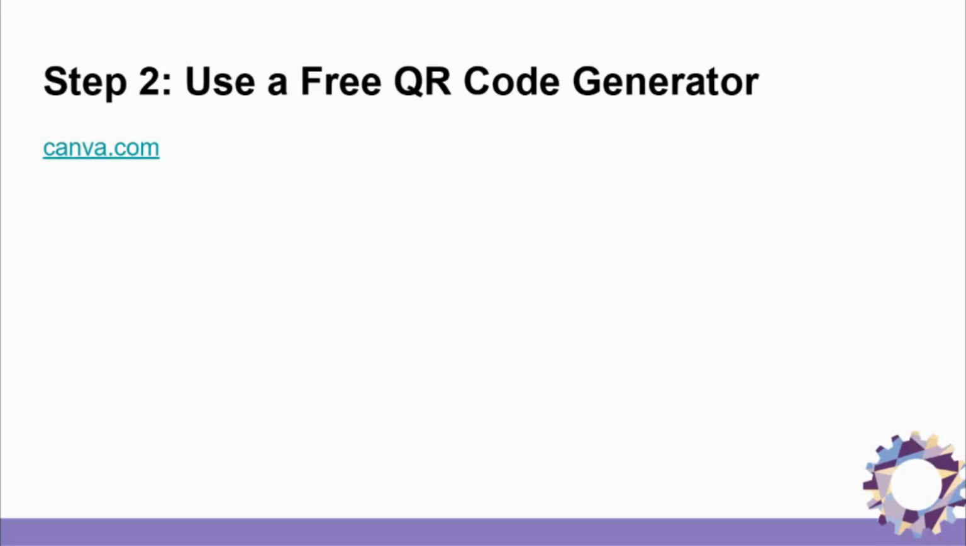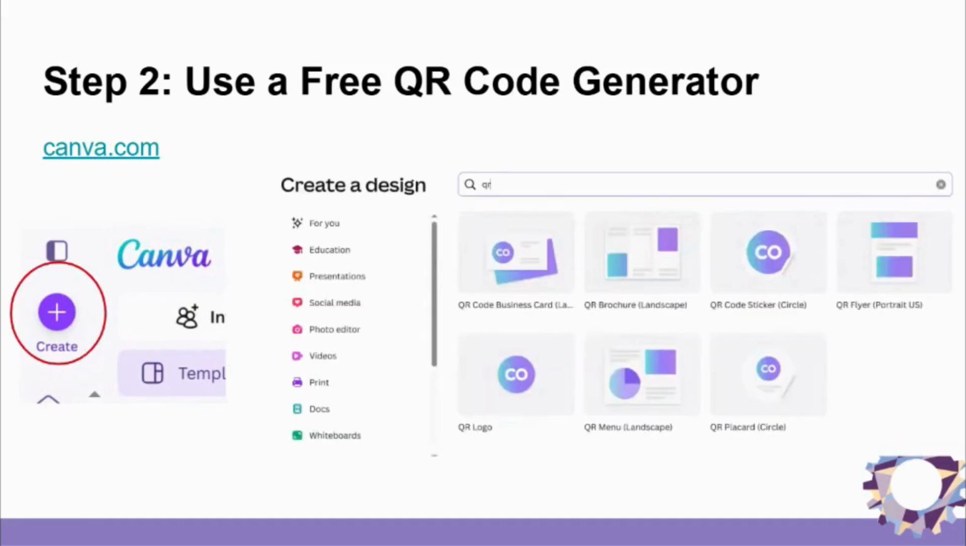Another option is Canva. Canva has a built-in QR code tool and is especially useful if you're already designing a flyer or a newsletter. You can drop a QR code directly into your design. To use Canva, first navigate to canva.com, then click on the purple Create icon found in the upper left corner of your screen. Type QR into the search bar from here, and you will be able to select options to create a flyer, brochure, business card, even stickers.